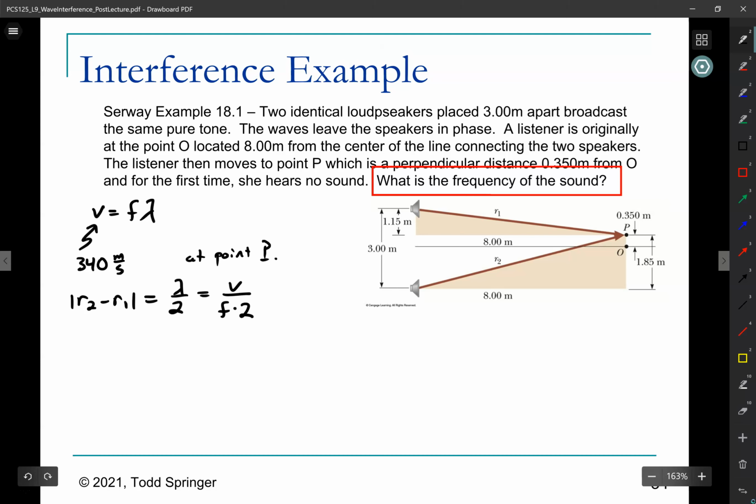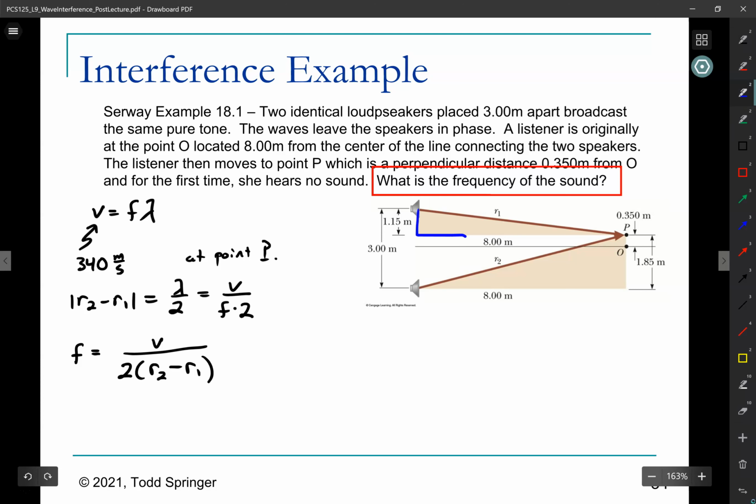So I can solve this for F. F is equal to V over 2 times R2 minus R1. I don't need the absolute values because I know R2 is longer than R1, just by eye. Right? Okay, now the hard part is I have to figure out what is R1 and what is R2, but that's not too hard. So I can just look at these triangles.